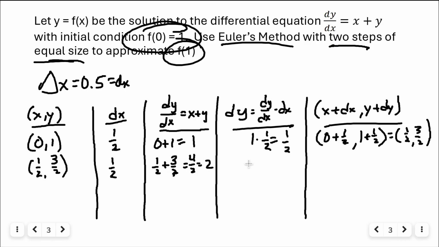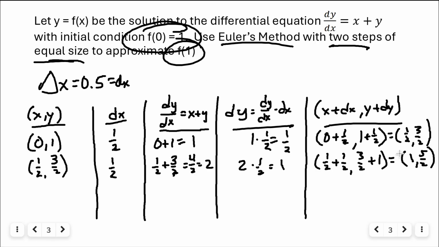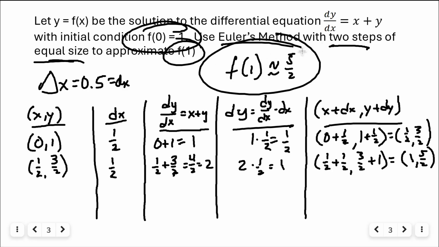So dy is dy/dx, that's 2, times dx. dx is 1/2. 2 times 1/2 is 1. So now we have 1/2 for x plus dx, another 1/2, and then y is 3/2, and I'm going to add to that 1 more. So that gives me (1, 3/2 plus 1), which is 5/2. And that's it. You've reached f of 1, an approximation for f of 1. So f of 1 is approximately 5/2. And that's the answer. That's how this works.